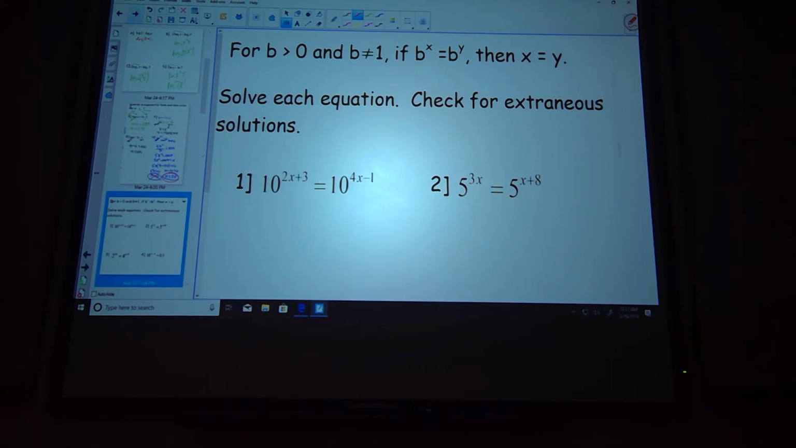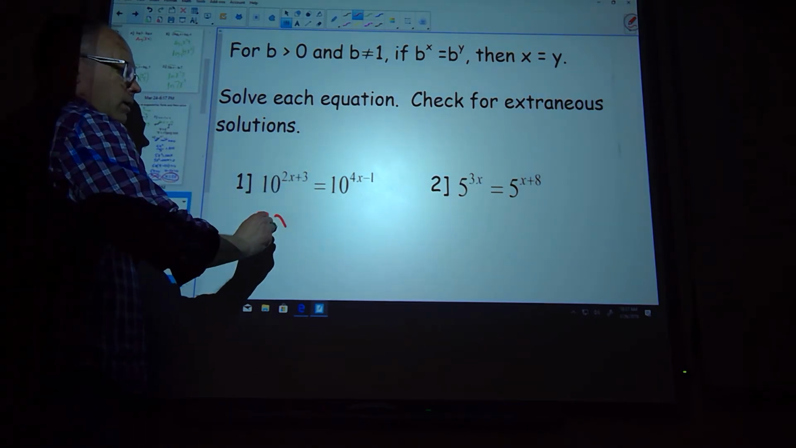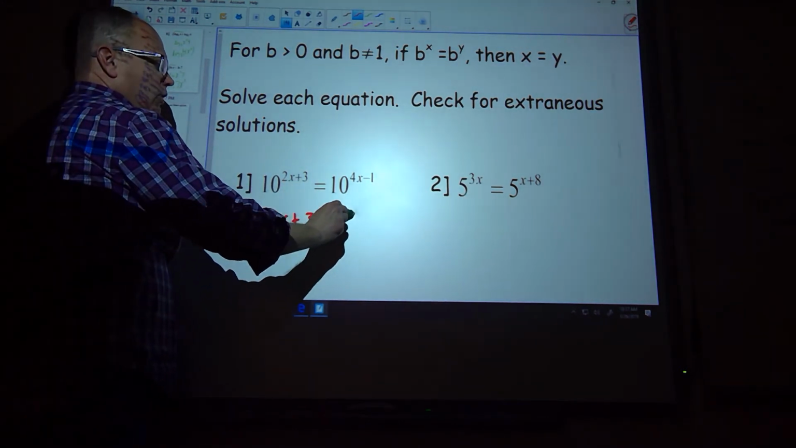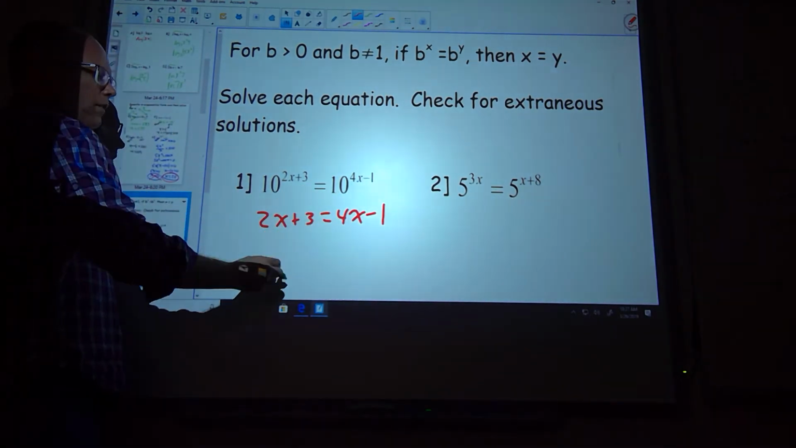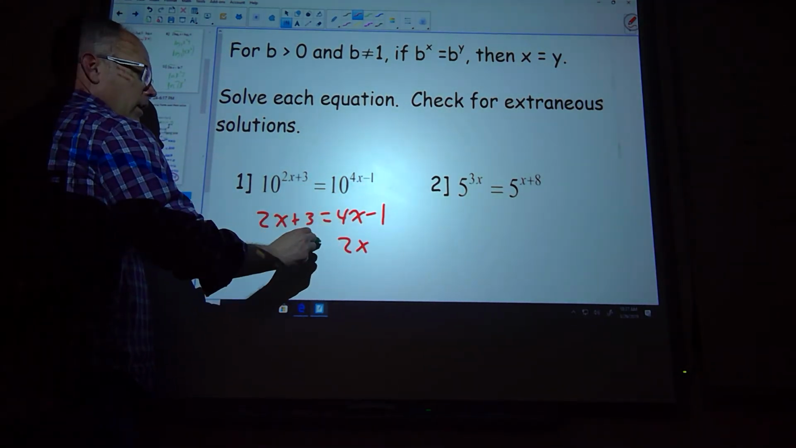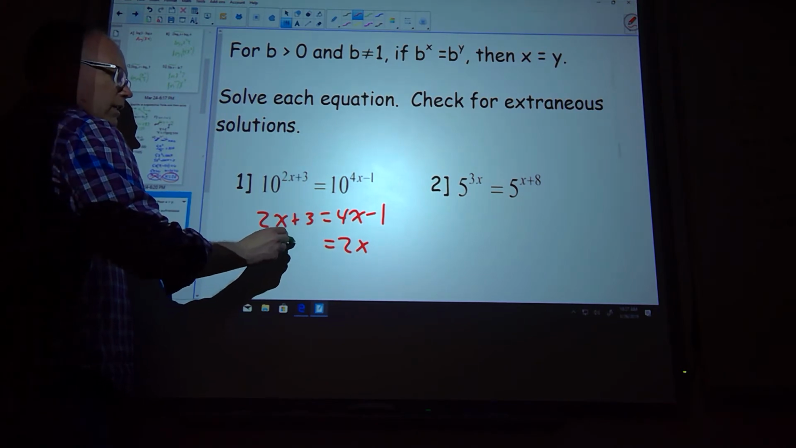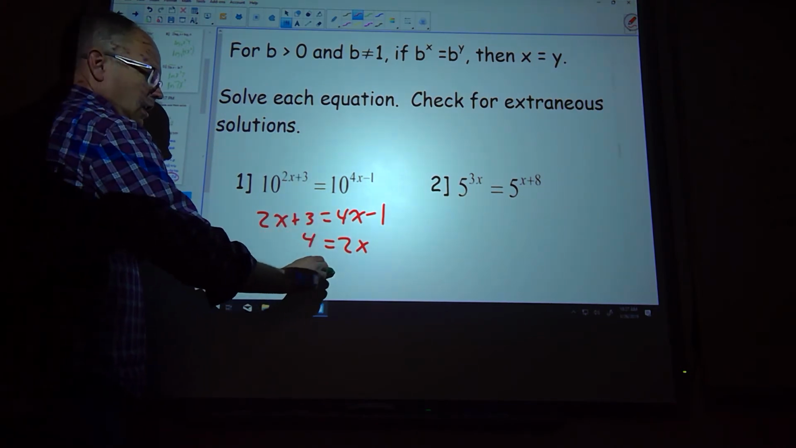For b greater than 0, okay, no, we don't have any b's up there. Oh wait, b's are bases. And b is not equal to 1, so we don't have a base of 1. b to the x equals b to the y, so if I had the same exact bases that are not 0 or 1, I could set the exponents equal to each other. So I have the same bases, so I can say 2x plus 3 is equal to 4x minus 1. Solve in Algebra 1, subtract, I get 2x over here. Add that, and I get 4. So x is equal to 2.